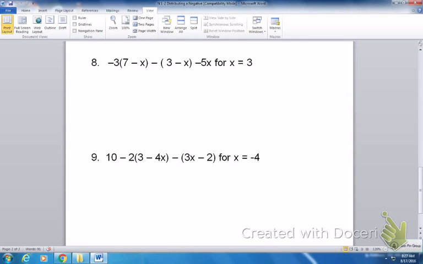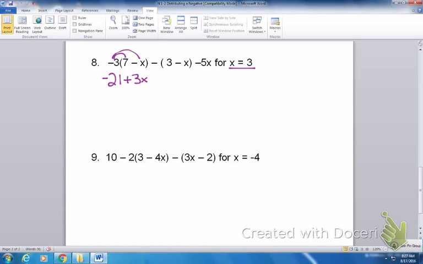Same thing, we're going to simplify, then evaluate. This time we're going to be evaluating for x equals 3. So this one has a couple of distributions in it. I've got negative 3 times 7 minus x. So negative 3 times 7 is negative 21. Negative 3 times negative x is plus 3x. So we're finished with that piece.